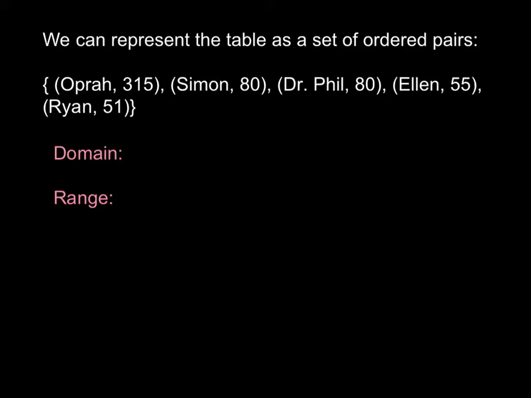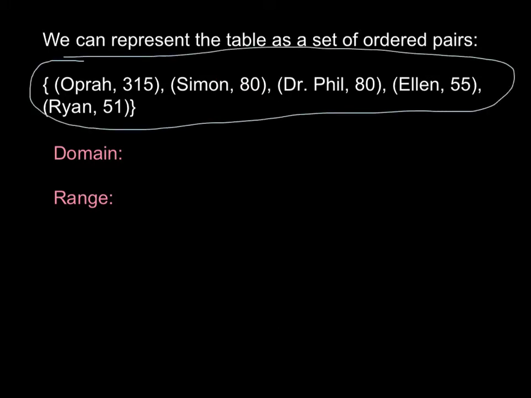Okay, so we can convert that table into a set of ordered pairs by writing an ordered pair out of each one of those celebrities. Okay, so Oprah earns 315, so that is one ordered pair. Oprah is part of the domain, 315 is part of the range, and so forth for the rest of the celebrities. We've got Simon at 80, Dr. Phil at 80, Ellen at 55, and Ryan at 51.